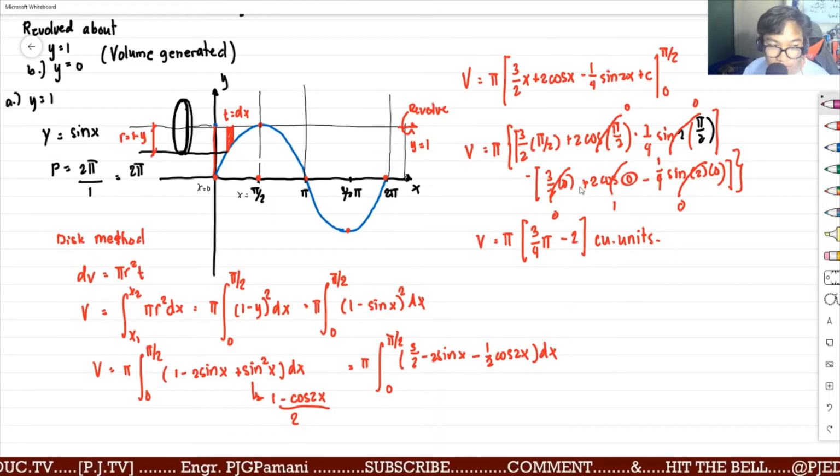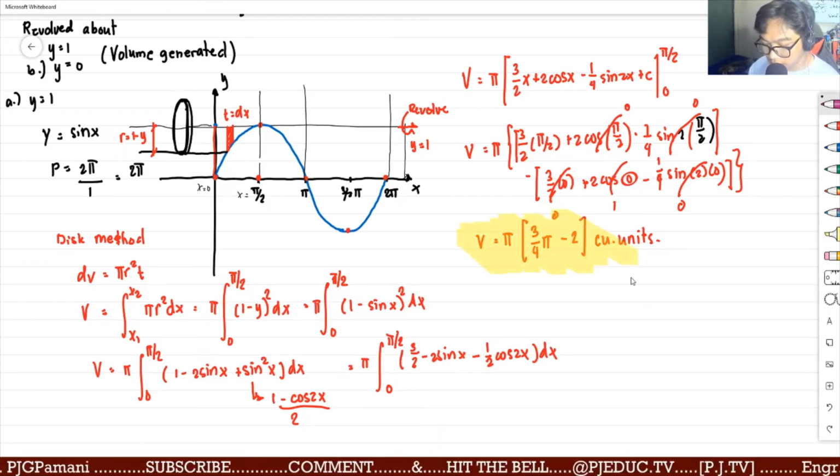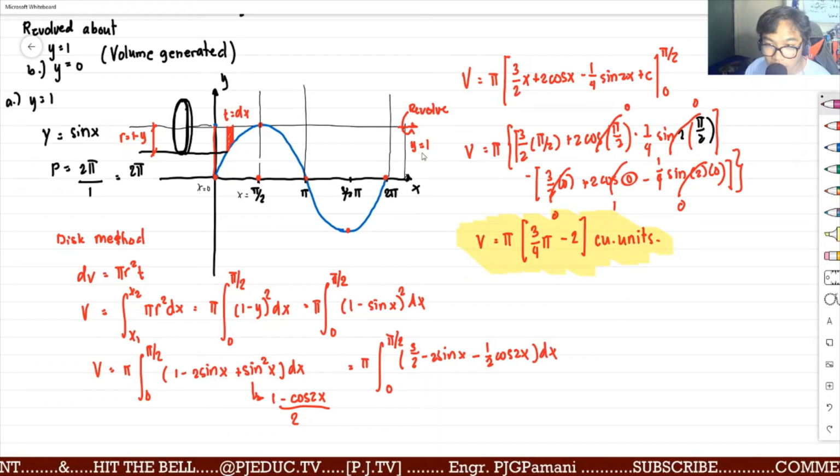Distribute nyo lang si negative or si minus. That is negative 2. Minus 1/4 of sine 0. Sine 0 is simply 0. So cancel na yon. So combine mo lang pi times 3/4 pi minus 2. Yung ating final answer. Cubic units. That is now with respect to one arch that will revolve along y equal to 0. Okay?